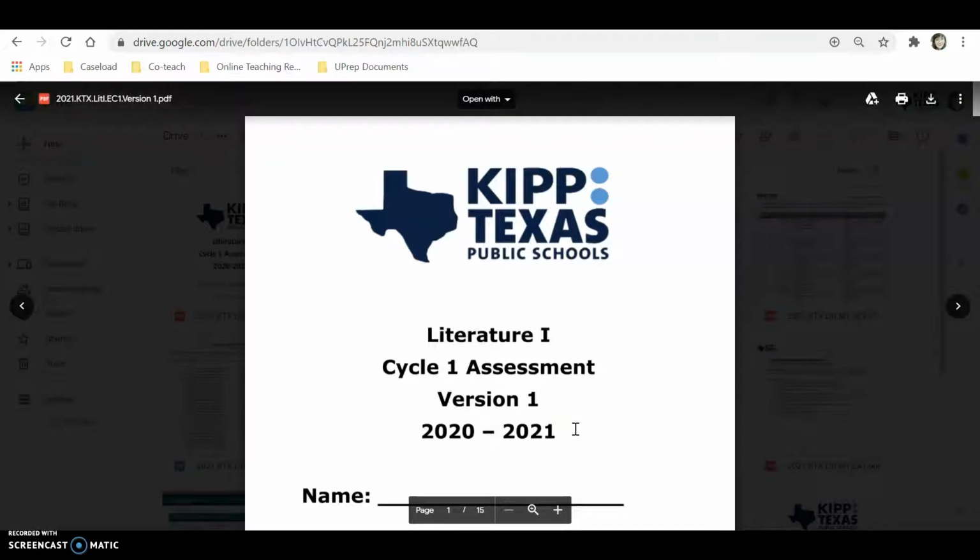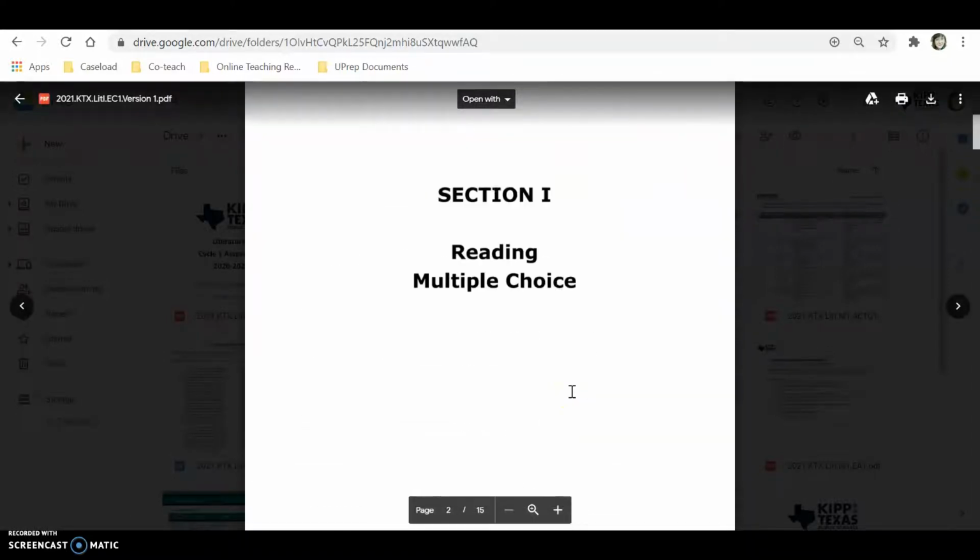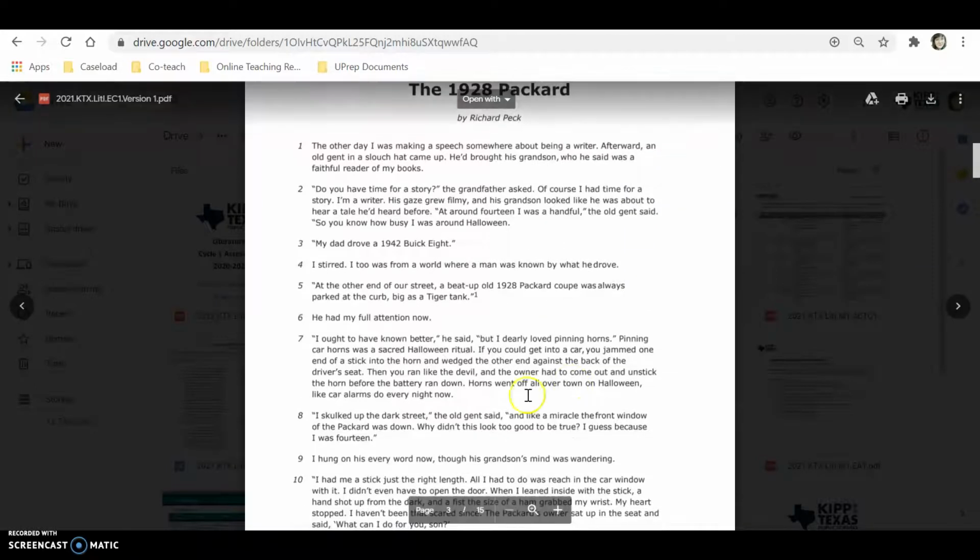Hi y'all, today you are taking your first assessment in Intro to Lit. Your page looks different than mine because you are looking at Illuminate. So you will see the test, the readings and questions in the majority of your screen. And then kind of to the right side, you should be seeing your questions, okay?